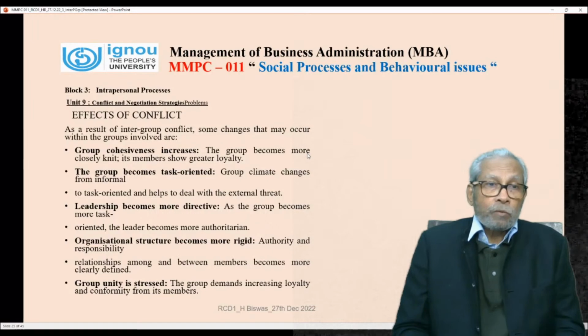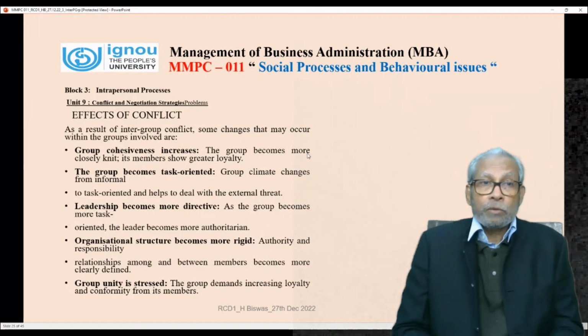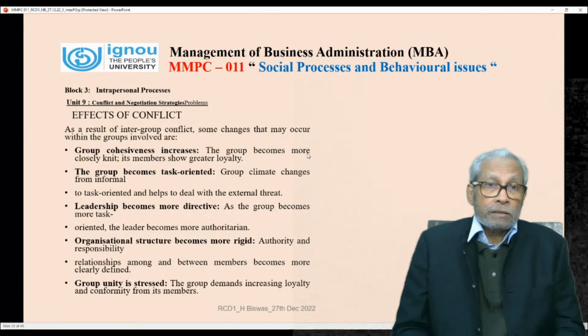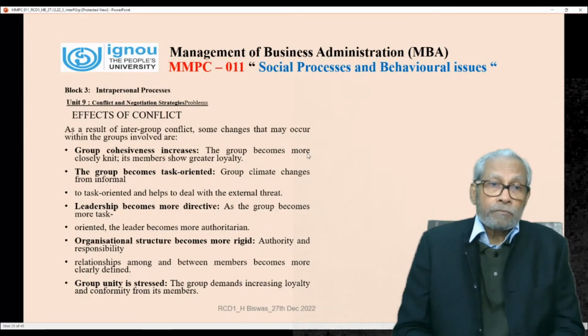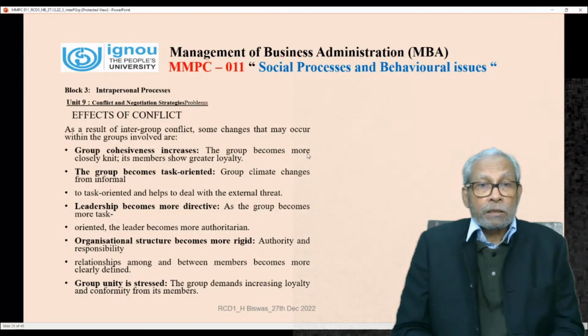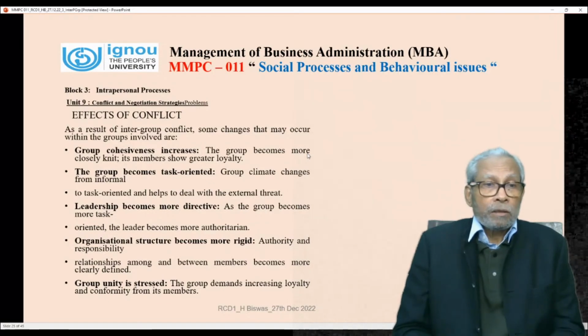The group becomes more closely knit. So it is a plus side, it is a positive side. You mean to say that as a result of intergroup conflict, now the changes have happened. The group becomes task-oriented. Leadership becomes more directive. Organizational structure becomes more rigid.